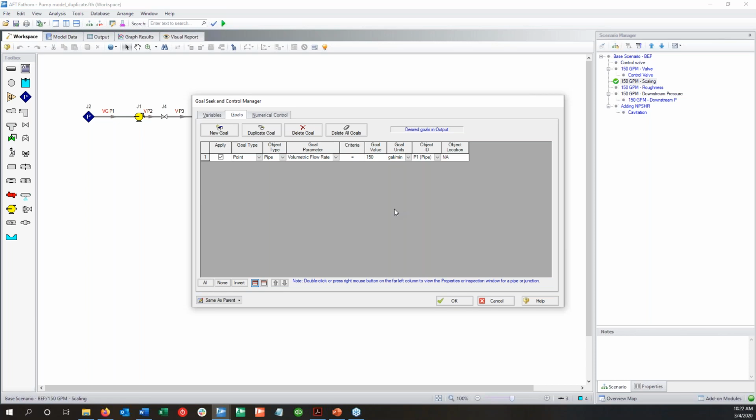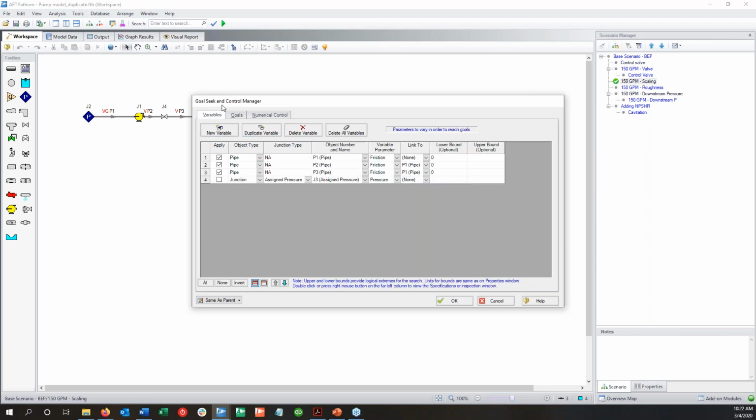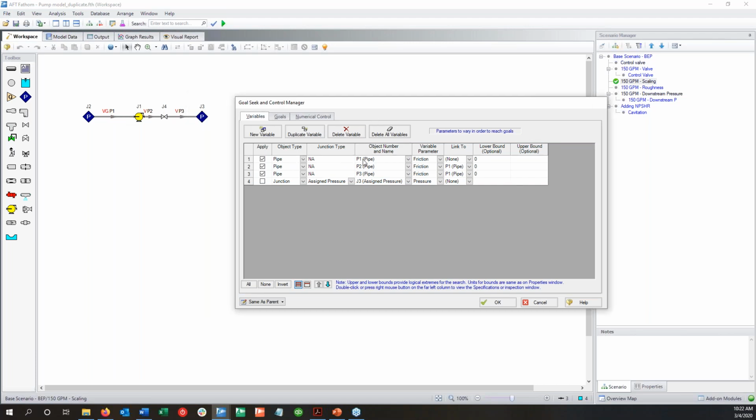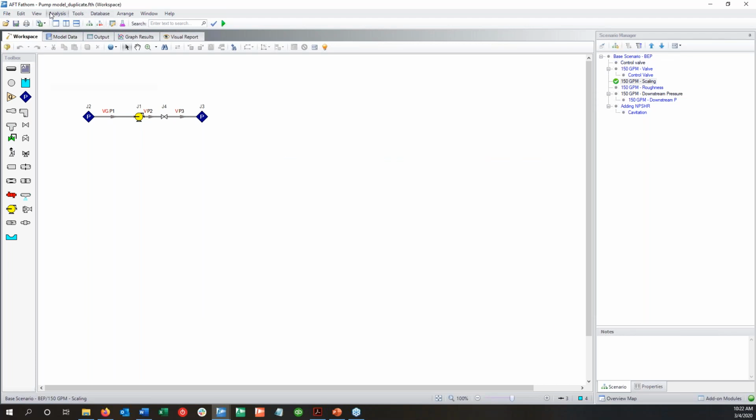If you have it, there's a lot of different applications you can use it for. We'll have an upcoming webinar all about goal seeking control and all the cool stuff that you can do with it. But in this case, it's good for troubleshooting a system where we want to vary these parameters and we want to vary them automatically instead of with hand iterations.